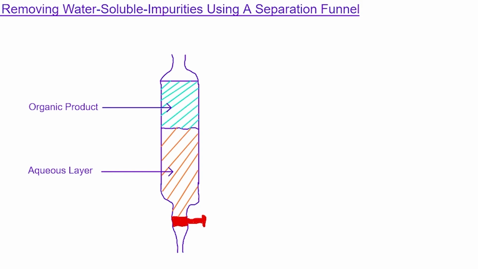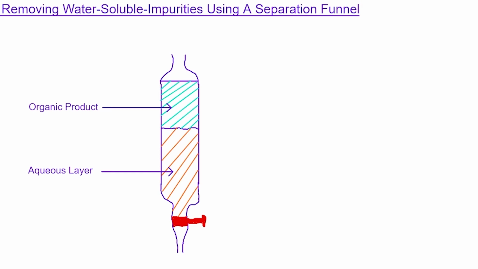Your separation funnel will look similar to the one you see on screen, and you should pour your mixture into the top with some water as well. Then you should shake it a bit and leave the mixture to settle into two distinct layers. One will be organic and one will be aqueous.